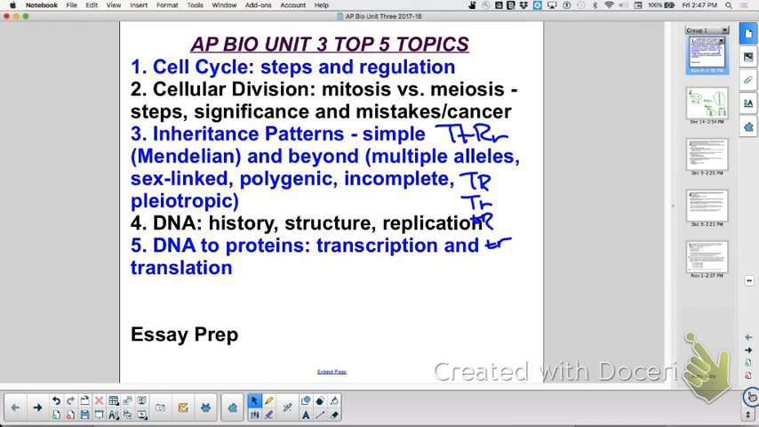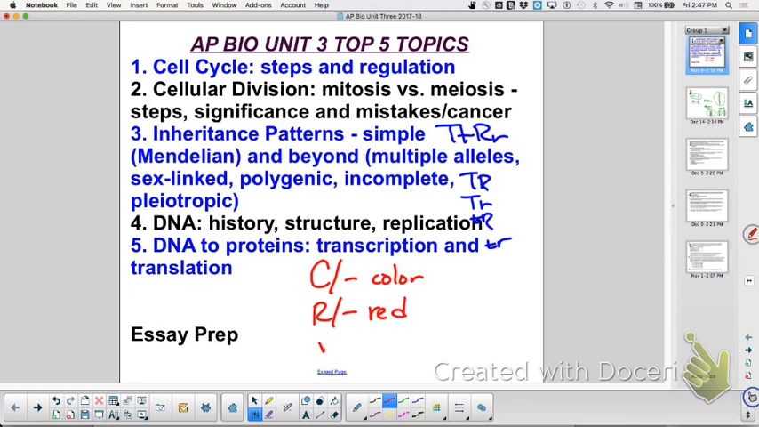Yes? Can you go over epistasis? Yes, what a great one to say. Okay, so for instance, if you have an epistatic gene, let's say for color, for birds. Big C anything gives you color. Big R anything, you will be red. Little r, you will be black.